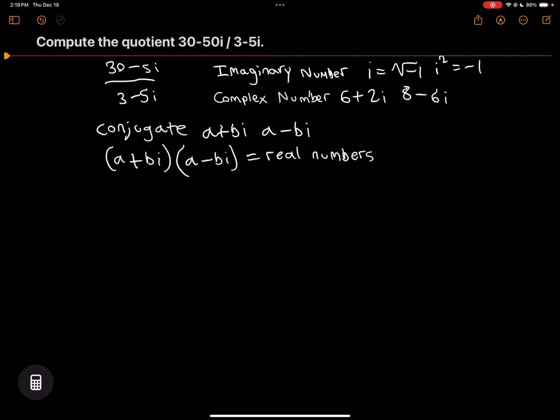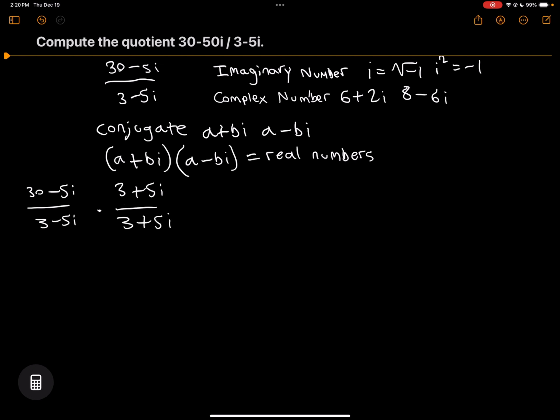So we're going to multiply top and bottom, because that's what we have to do, top and bottom of this fraction by 3 plus 5i. That's the conjugate of 3 minus 5i. So if we do that, we're going to write our original fraction here first, then times 3 plus 5i on top, and 3 plus 5i on the bottom.